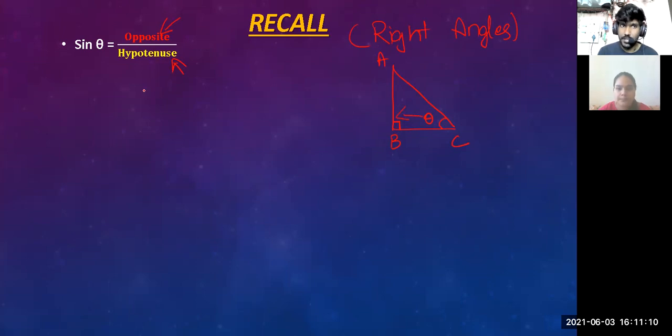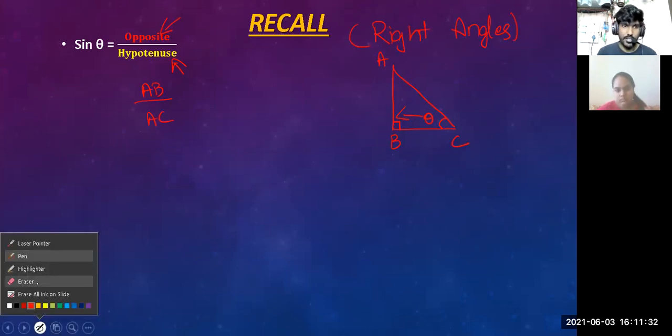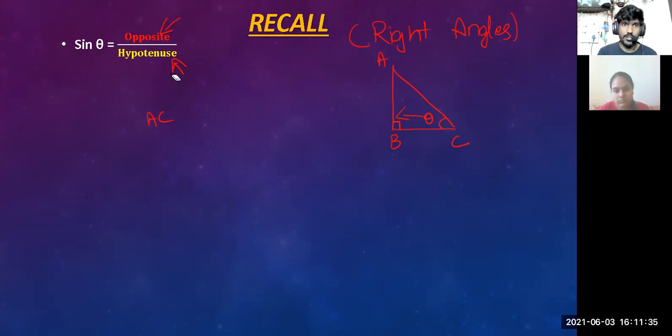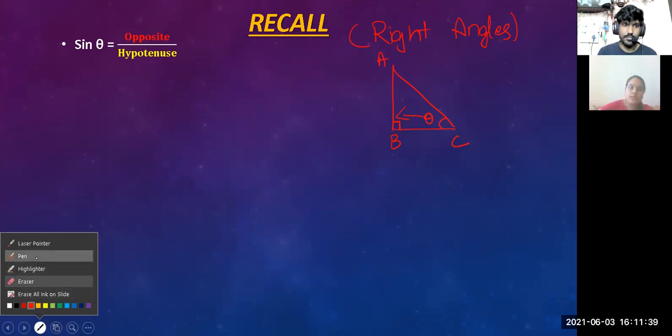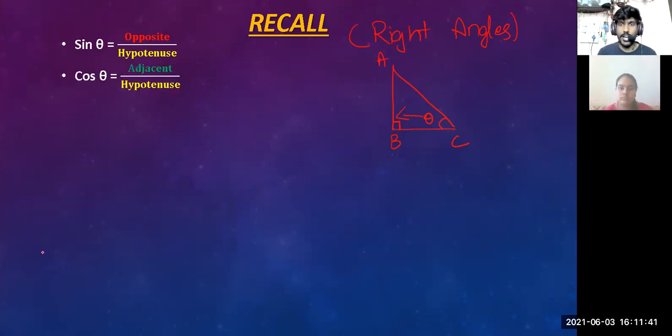Opposite? AB. AB, correct. And the hypotenuse is? AC. So sine theta ratio is opposite upon hypotenuse. This you may be knowing already. Yes. Next is cos. Can you tell me what ratio is cos? Adjacent upon hypotenuse. Correct.